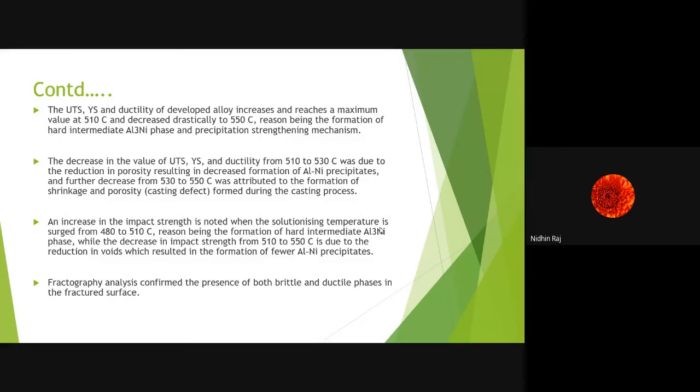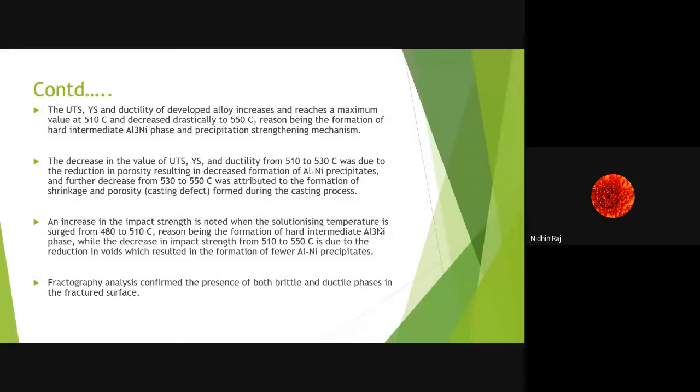The decrease in the value of ultimate tensile strength, yield strength, as well as ductility from 510 to 530 degrees Celsius was due to the reduction in porosity, resulting in decreased formation of aluminum and nickel phase precipitates. And the further decrease from 530 to 550 was because of the formation of shrinkage and porosity, the usual casting defects formed during the casting process, as well as the coarsening of precipitates.